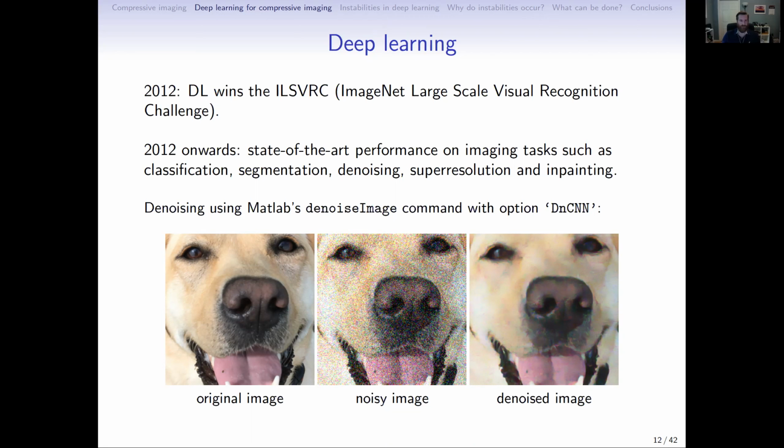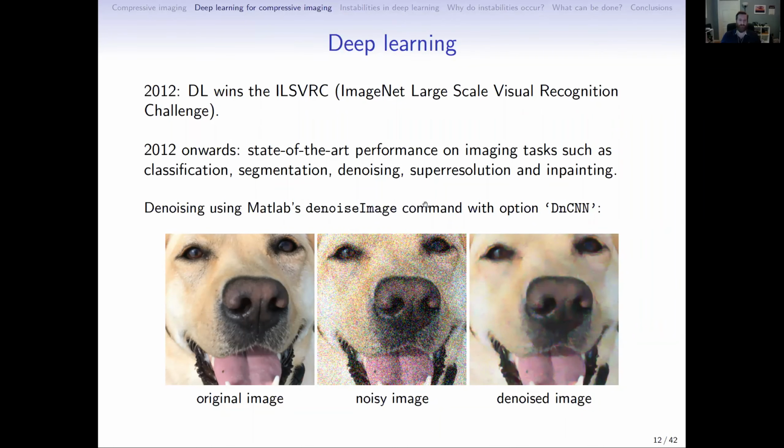Pre-2012, the winners were based on things like support vector machines. And post-2012, all the subsequent winners have been based on deep learning using convolutional neural nets. So this started a wave of activity in deep learning, and in particular in imaging. Deep learning is now proving to give state-of-the-art performance on a variety of different imaging tasks, ranging from classification and segmentation to image restoration tasks such as denoising, deblurring, super resolution, and also inpainting.